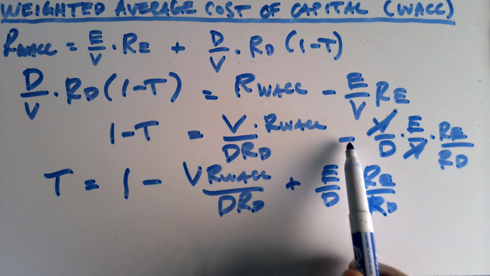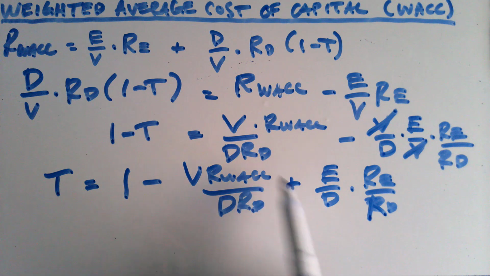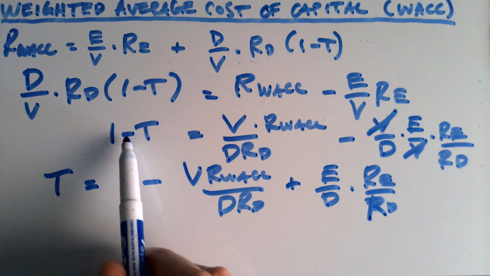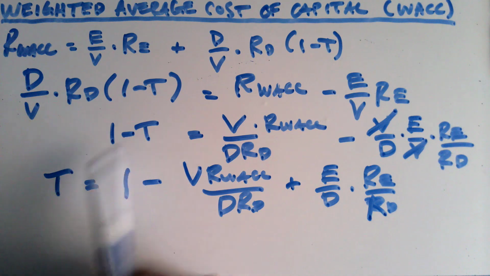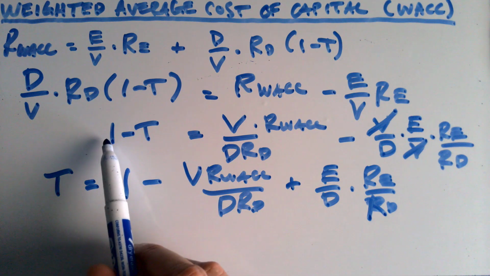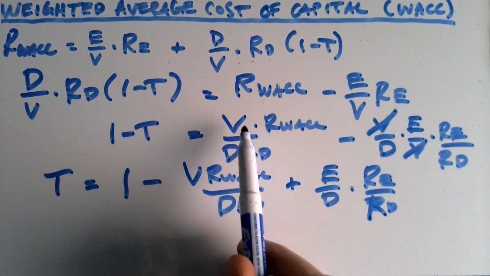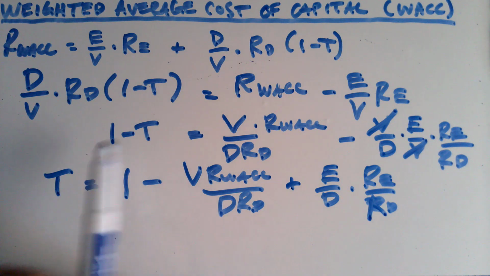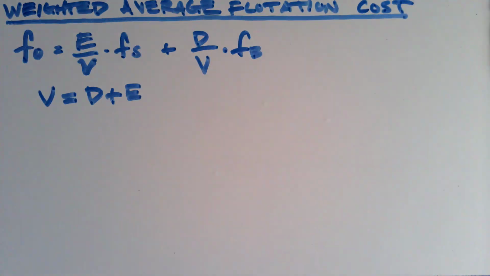So this term had a negative previously, now it's a positive. This term had a positive previously, now it's a negative. This term had a negative previously, now it's positive. And this term had to cross the line, and so it became negative, but then everything is negative of what it used to be. I could have started out here by multiplying all of these terms by -1 and then moving the 1 over. Now we have the weighted average flotation cost.